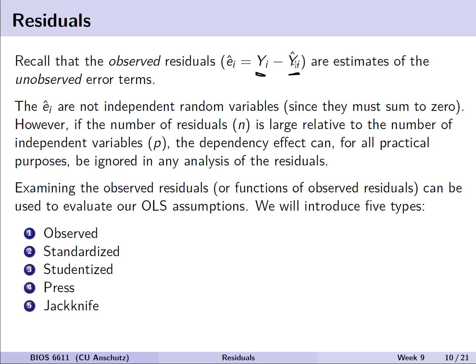One thing to note here is that when we examine our observed residuals or potential functions of observed residuals, we can use those to see if we violated any of our ordinary least squares linear regression model assumptions. And so we're going to walk through in the next few slides 5 different types, starting with our observed and then introducing different flavors and twists on them.